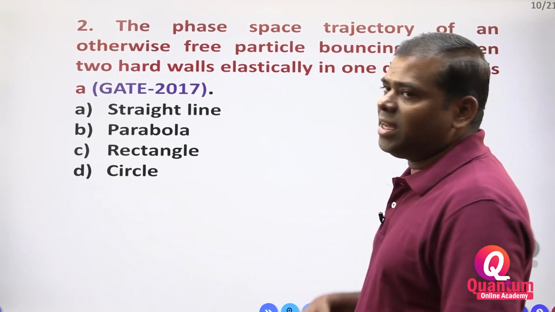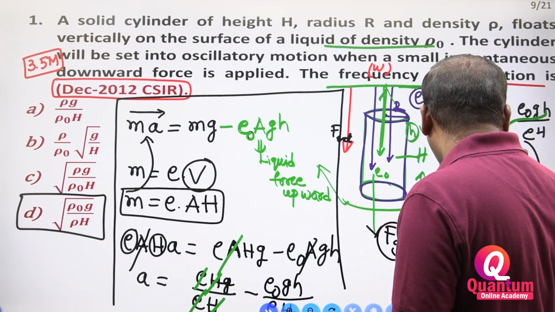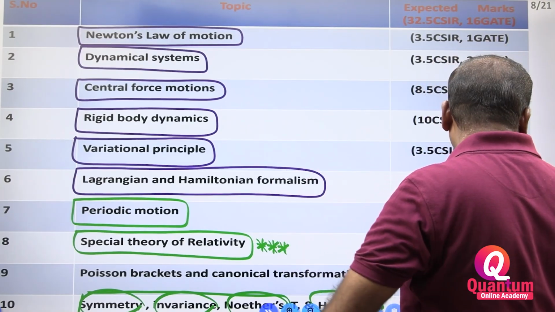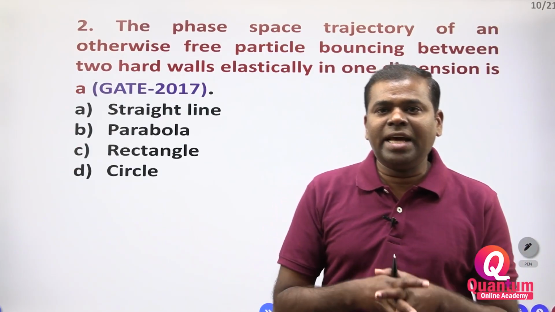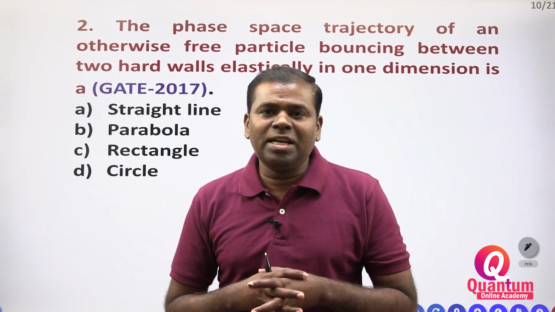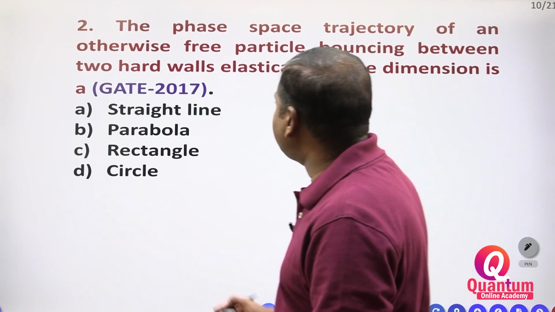Now second, what is the second one? Which one we have to take? Once you have to see here. The second one is a dynamical system, phase space dynamics. In phase space dynamics, from the dynamical system, they are asking the question, GATE 2000 question, I took this one.